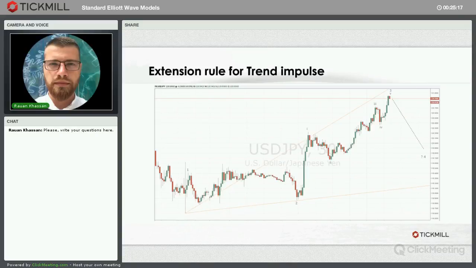So the suggested idea is to change the layout for the given example using the extension rule for trend impulse. Basically, the extension rule helps us to divide price ranges for impulse waves. That means waves number 1, 3, and 5. According to the extension rule, any of these waves should be extended.